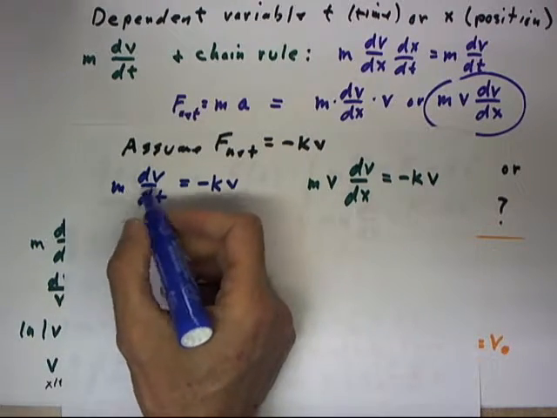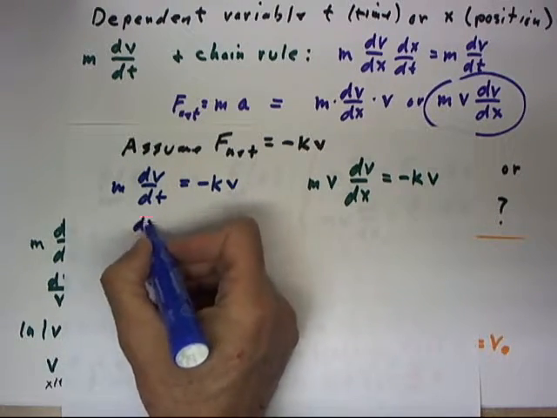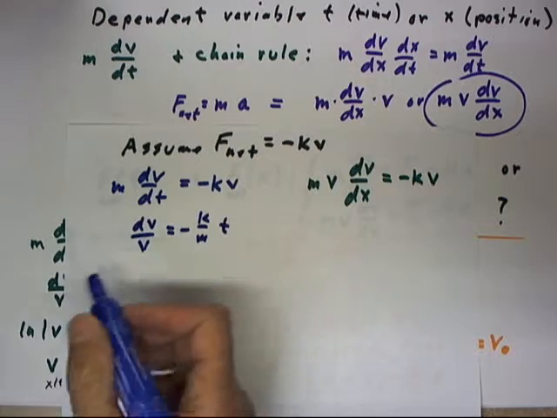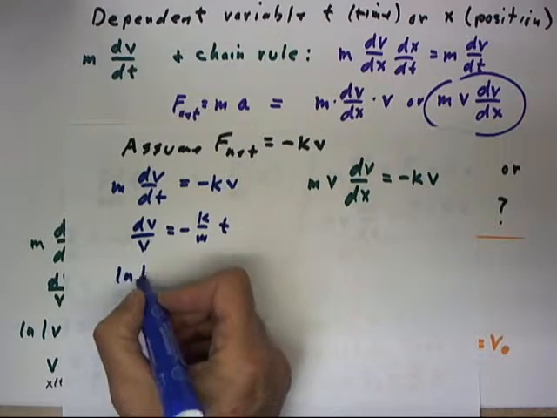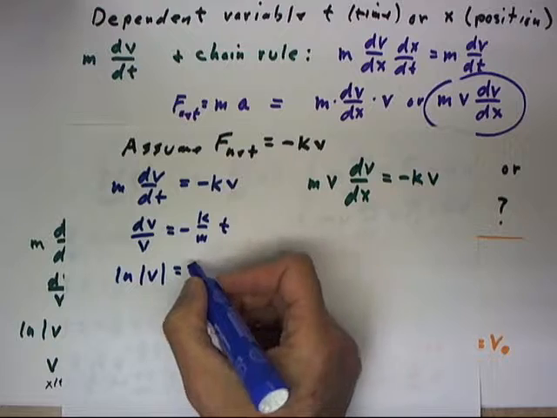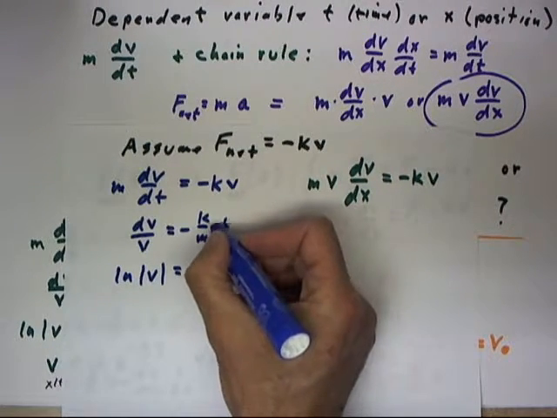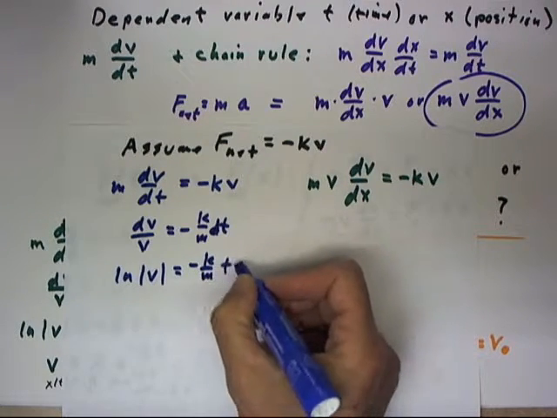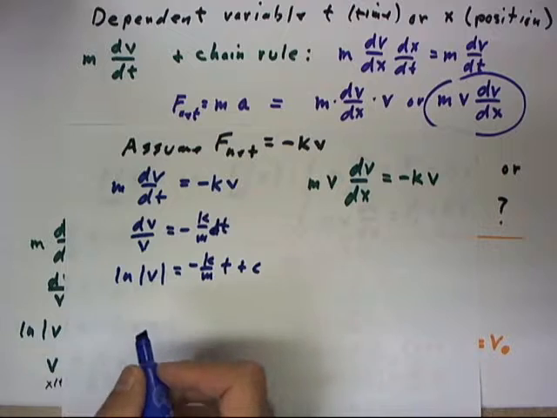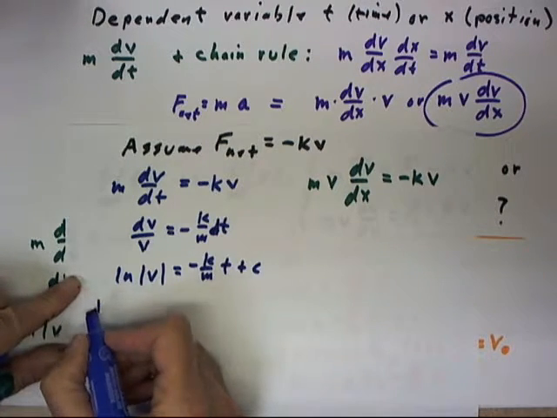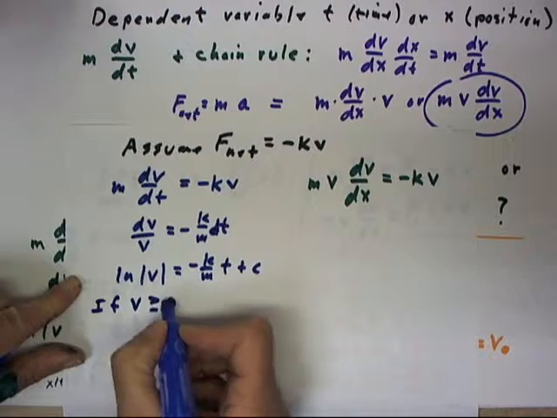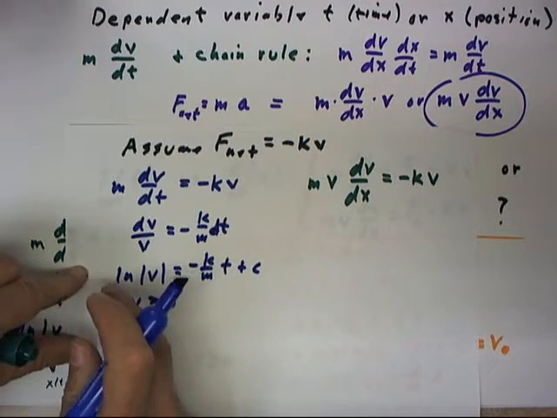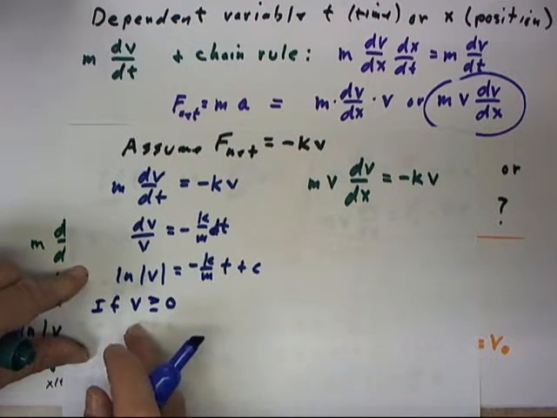Both equations are easily solved. We separate this equation and we get dv over v equals negative k over m dt. Integrating both sides, we get the natural log of the absolute value of v equals negative k over m t plus an integration constant. If v is greater than or equal to 0, then we end up with being able to remove the absolute value signs. Absolute value of v would just be equal to v.